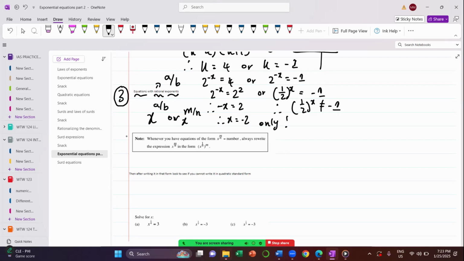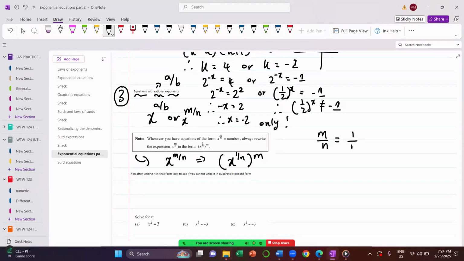Yes, sir. Okay. So guys, there's something very important that I want you to know. Whenever you have a rational exponent of the form m over n, please rewrite it in the form of x to the exponent of 1 over n, all to the exponent of m. Because remember that m over n is just the same as 1 over n multiplied by m. So these exponents are just multiplying each other. I can keep 1 over n inside and take the other one outside. Are you okay with that?